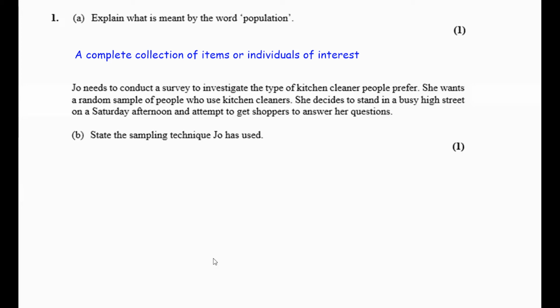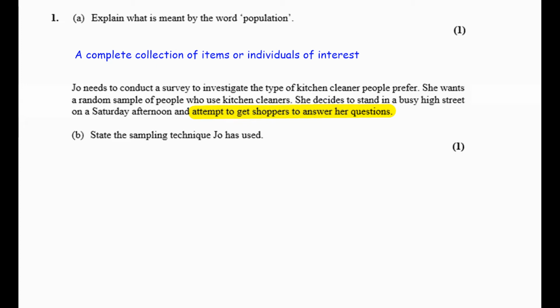Moving on, Jo needs to conduct a survey to investigate the type of kitchen cleaner people prefer. She wants a random sample of people who use kitchen cleaners. She decides to stand in a busy high street on a Saturday afternoon and attempt to get shoppers to answer her questions. State the sampling technique Jo has used. Okay, well, clues in the question here. It's quite a vague clue that we have here, but the fact that she's attempting to get shoppers to answer her questions, any shoppers that come by, she isn't going to turn anybody away. She doesn't have a quota of which category of shoppers she's looking for. She would actually take any shoppers that turn up.